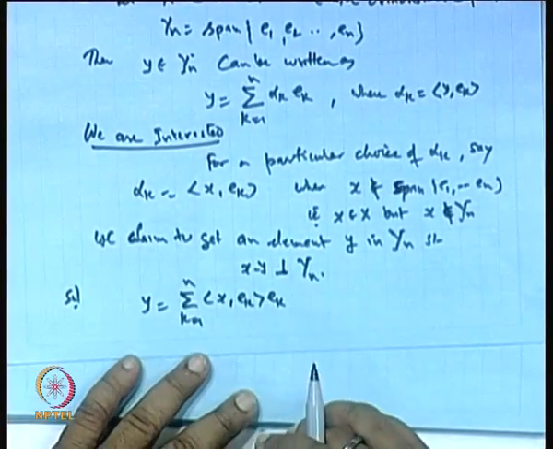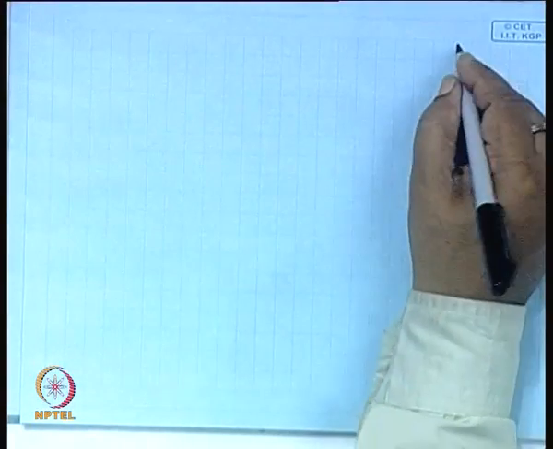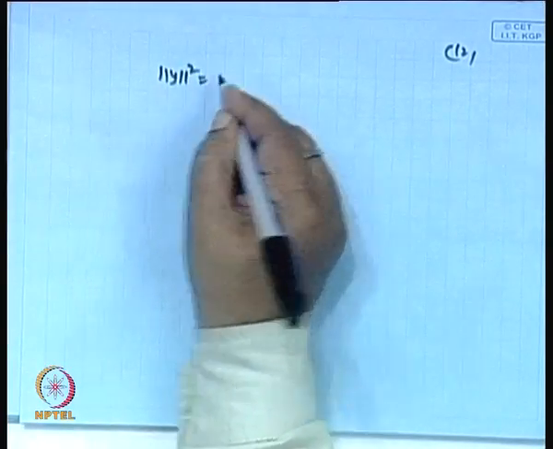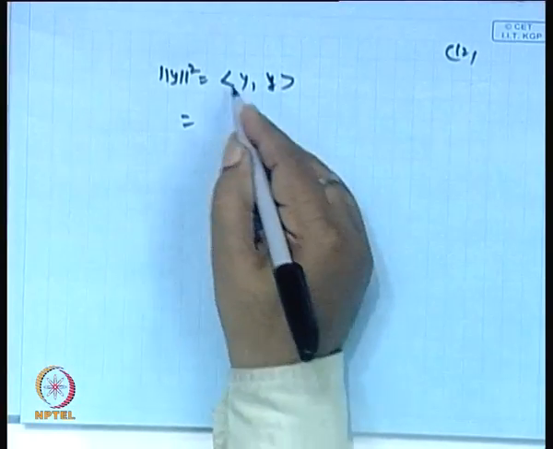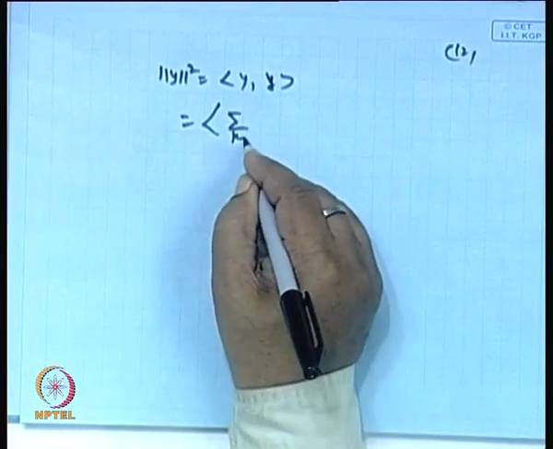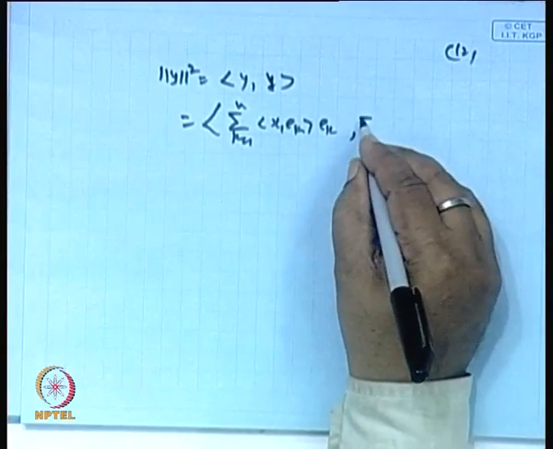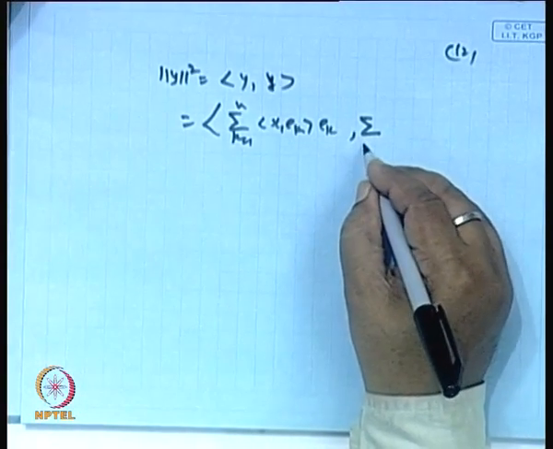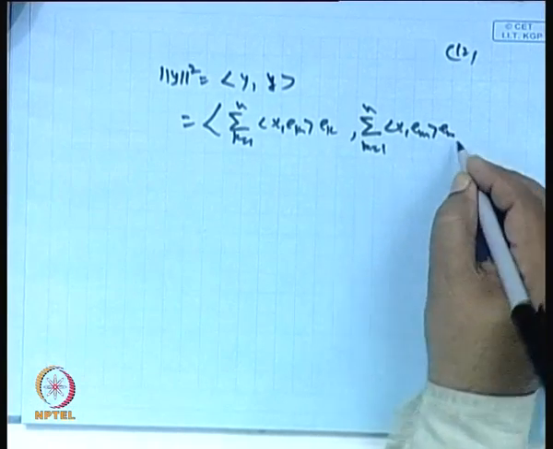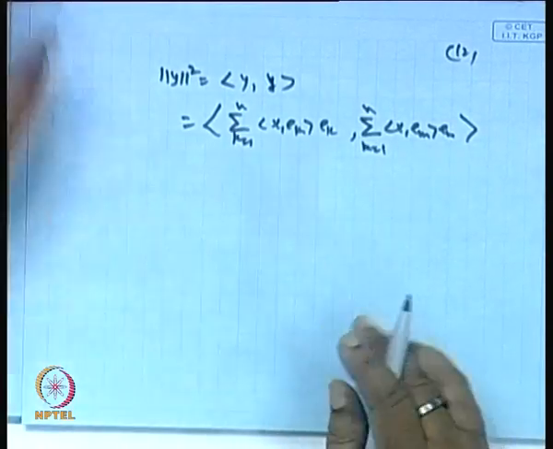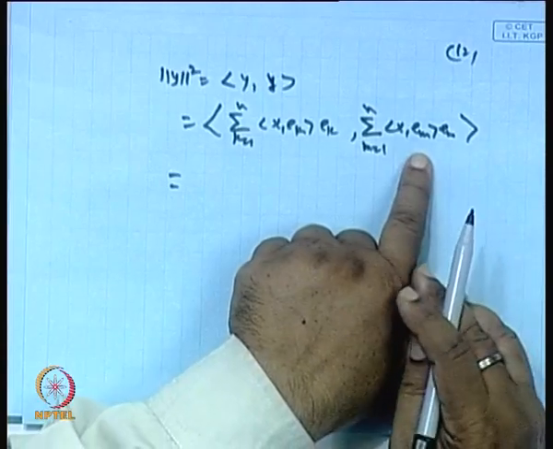This is our y. Now, if I take norm of y square, then we are getting inner product of y with y. So, substitute this: sigma k equal to 1 to n x e k, comma, sigma m equal to 1 to n x e m, is it not? Let it be another number, there is no problem. Now, you take k equal to 1 to n. So, each term will be operated on this.